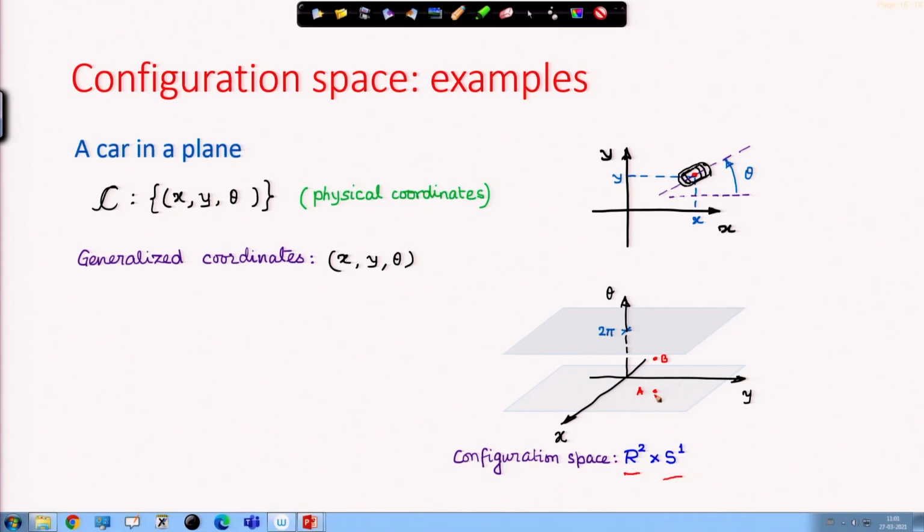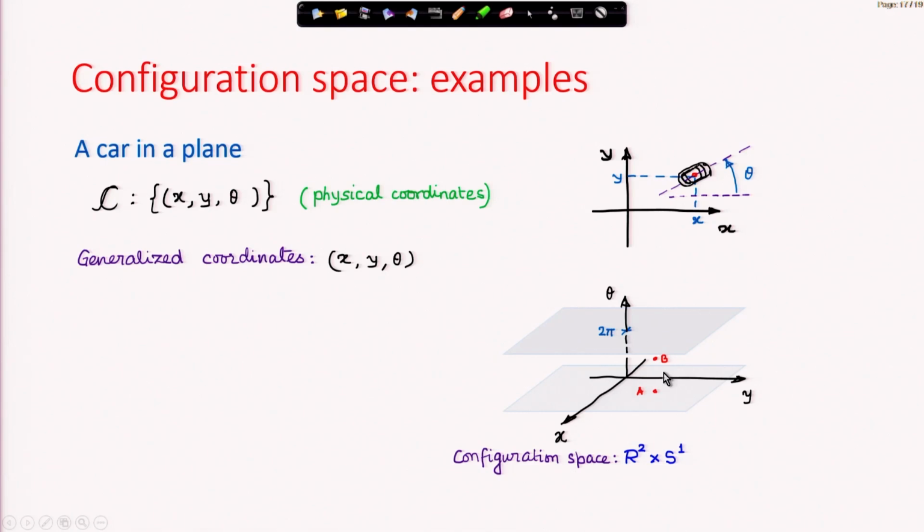Now, imagine points in this configuration space. As I have mentioned, any point completely fixes the configuration of the system. For example, this point A, which is at theta equal to 0 at a certain location x y, and this point B, which has a certain theta value and another x prime y prime, let us say. Can I join A B by any path?